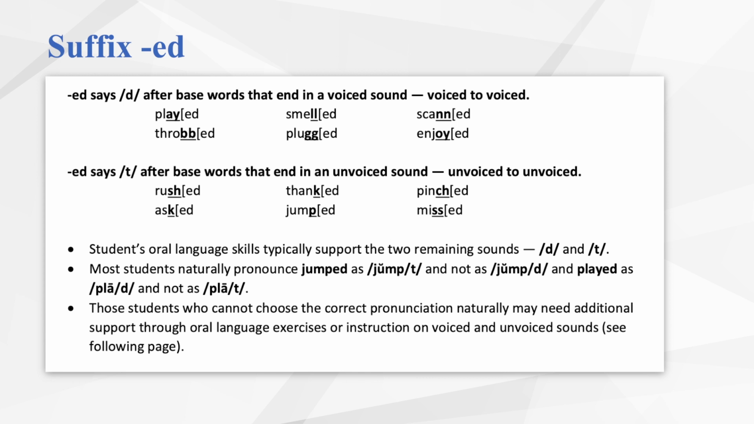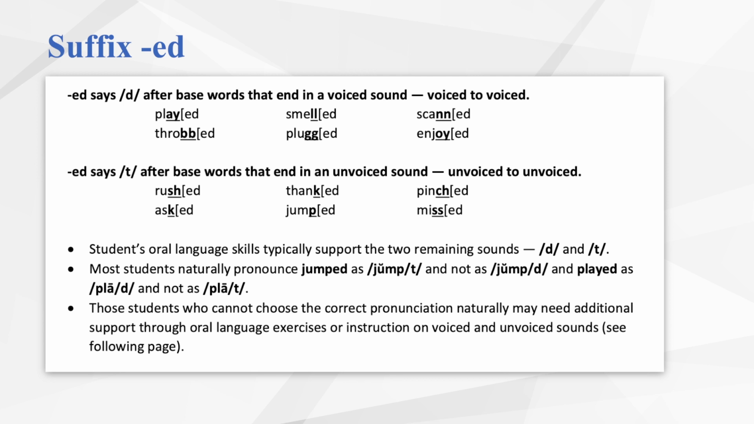The points that I made are shown at the bottom of your screen. Most students will not need this level of instruction. They'll naturally pick the correct sound because they know that when jump happened in the past, it's "jumpt," and not "jumpd." Another point is that the reason why matching voiced to voiced and unvoiced to unvoiced is a good rule to remember is that adding the wrong ed sound to the end of a word may make it difficult to articulate.